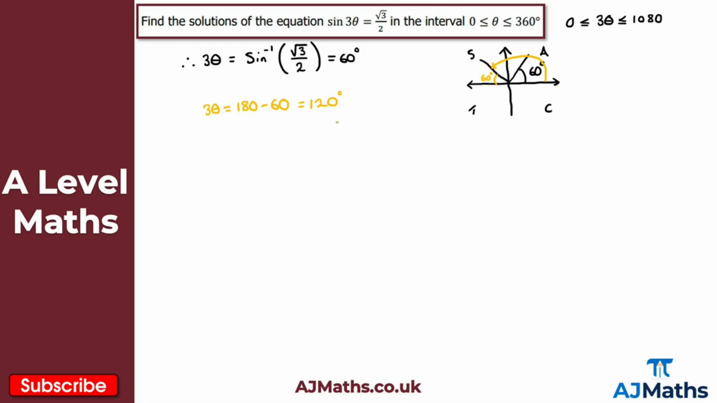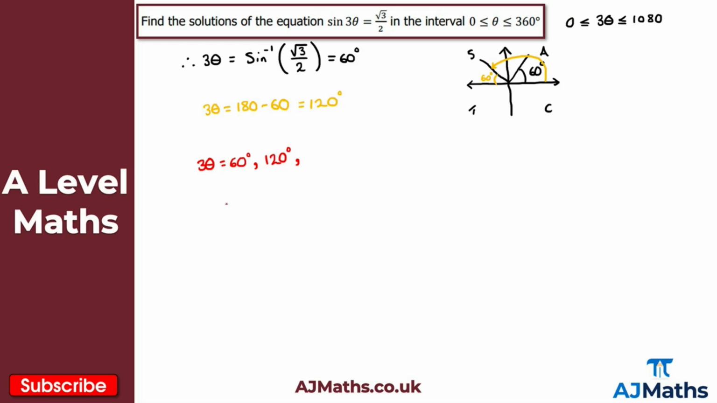Okay, so that's our first two solutions here. Let me just write these down. So for 3 theta, do this in red. For 3 theta, we have two solutions to begin with. I've got 60 degrees, and we also have 120 degrees here. Now, clearly, this range here is from 0 to 1080. So these two solutions here clearly won't be the only solutions.